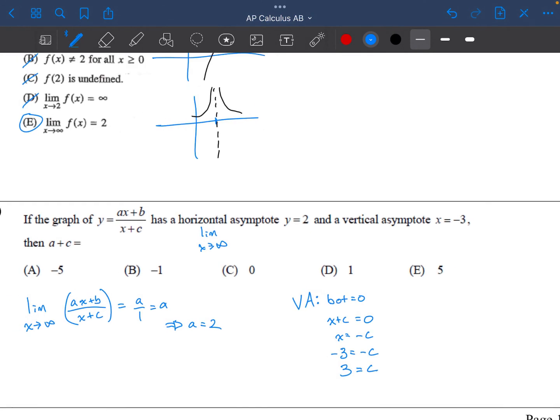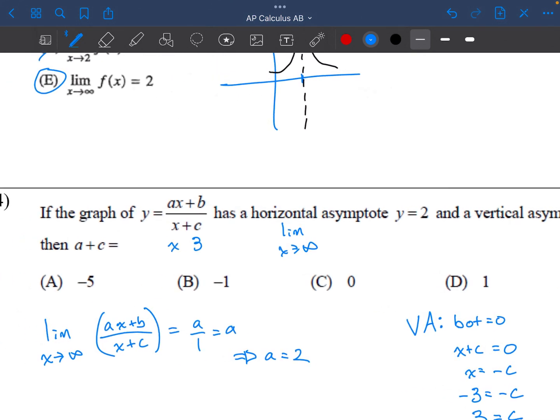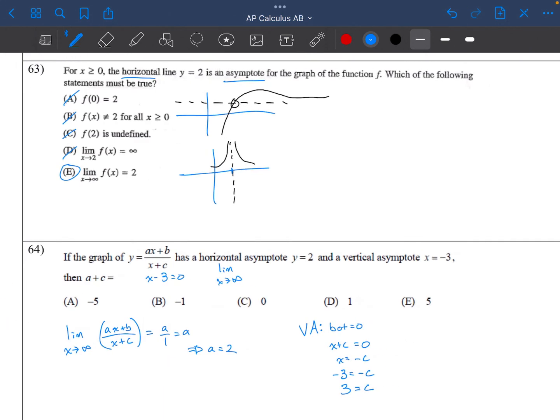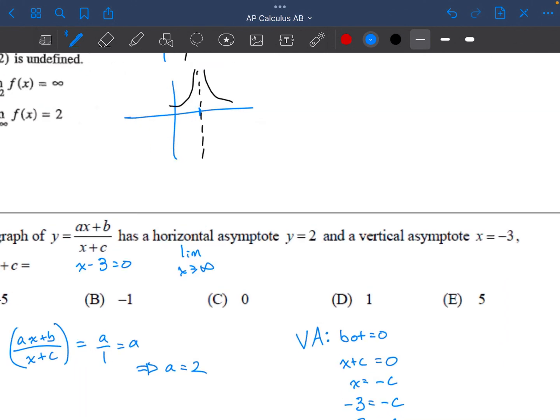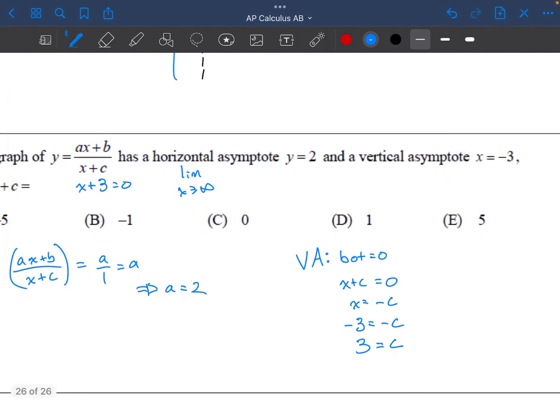Which makes a lot of sense, because check it out. If you had x minus 3 and I set this equal to 0, I would have an asymptote at positive 3, so it needs to be x plus 3. I don't know why I made that negative. Yeah, so if x plus 3 is equal to 0, x is equal to negative 3. Good. So that means c is equal to positive 3. That does make sense that it's positive and not negative.